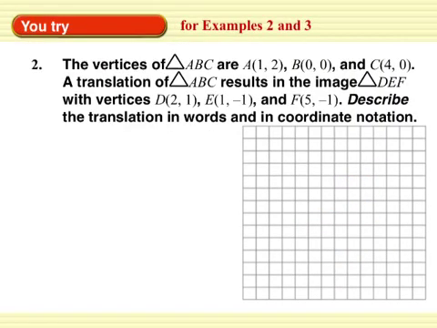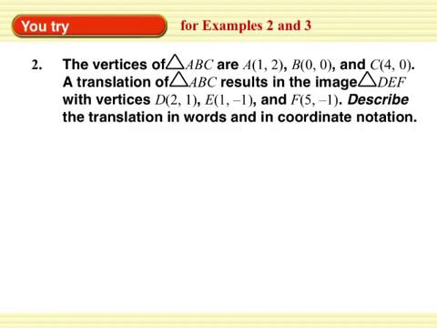You try. The vertices of triangle ABC are (1, 2), (0, 0), and (4, 0). A translation of ABC results in the image DEF with those vertices. Describe the translation in words and in coordinate notation. I actually think that I can get rid of this. Okay? We're going to try to do this without a graph. So I'm going to push pause and we'll go ahead and try them.